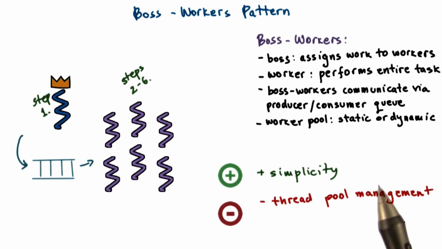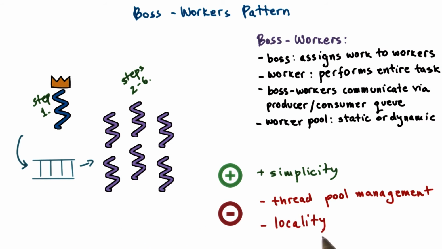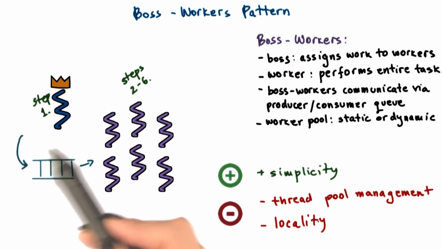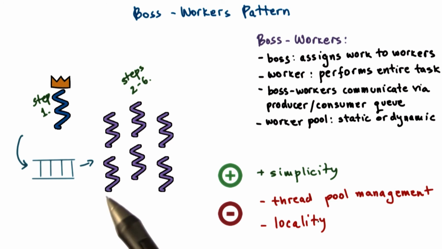The negatives of this approach include the overheads related to the management of the thread pool, including synchronization for the shared buffer. Another negative of this approach is the fact that it ignores locality. The boss doesn't keep track of what any one of the workers was doing last.